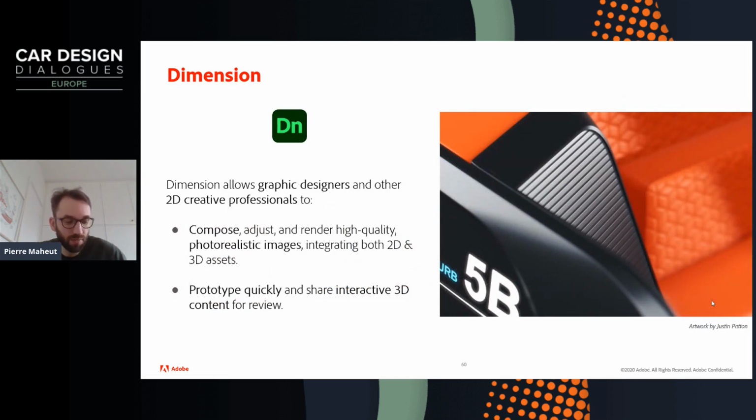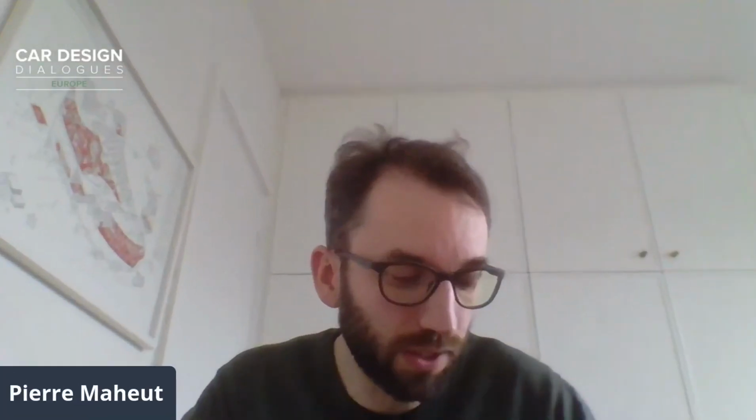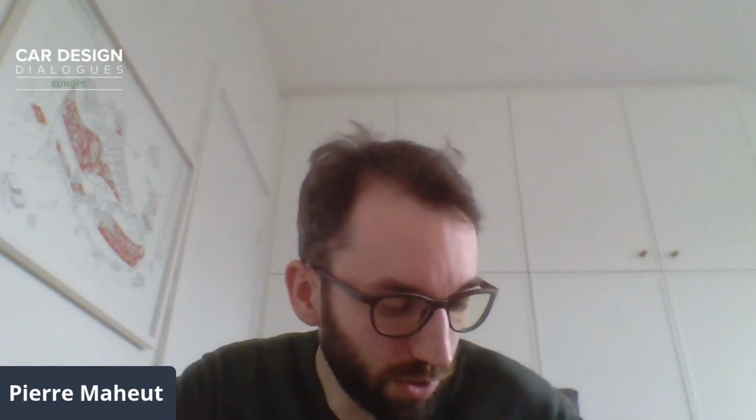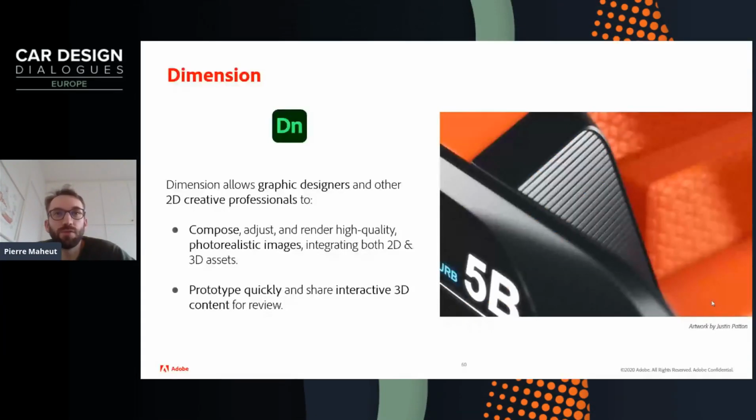I have some time left here to tell you a little bit about the other tools we have within the Adobe 3D offer. The first one being Dimension. So Dimension is really how 2D and 3D can live together, and how quickly somebody who has more of a 2D designer background can do a simple 3D rendering.